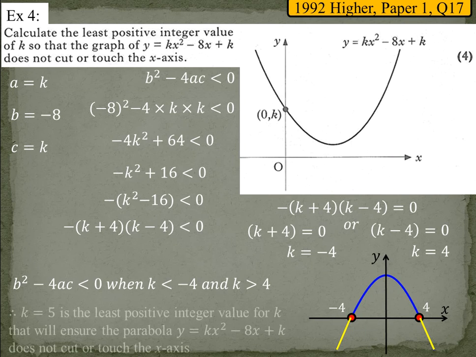Well, the next positive integer value is therefore 5. So k equaling 5 will be the least positive integer value for k that will ensure the parabola y equals kx squared minus 8x plus k does not cut or touch the x-axis. So k equaling 5 will be the least positive integer value we can select in this scenario.